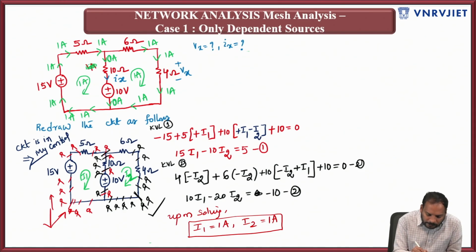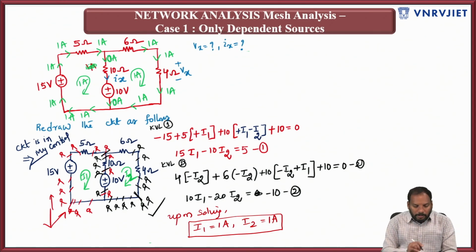The net current becomes 0 ampere because I1 is coming clockwise, and I2 is also coming clockwise, but in the branch of 10 ohms, I1 is coming down. That means 1 ampere is coming down and 1 ampere is going up. Both will cancel each other. So the net current in this 10 ohm branch is 0 amperes.